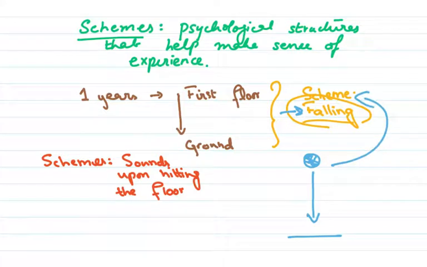All right. Schemes are basically created in two different kinds of ways. Let us look at those. So, schemes are basically formed through a process that Piaget termed adaptation.